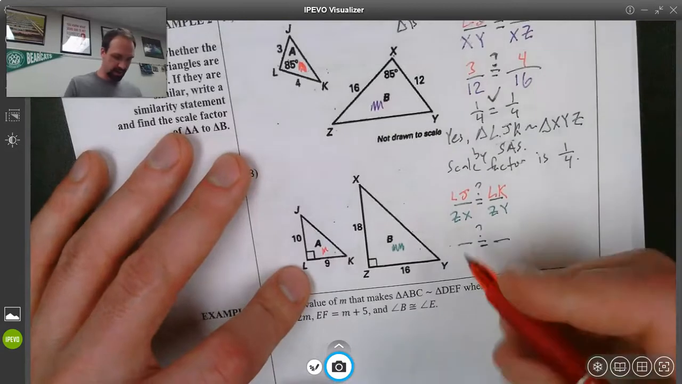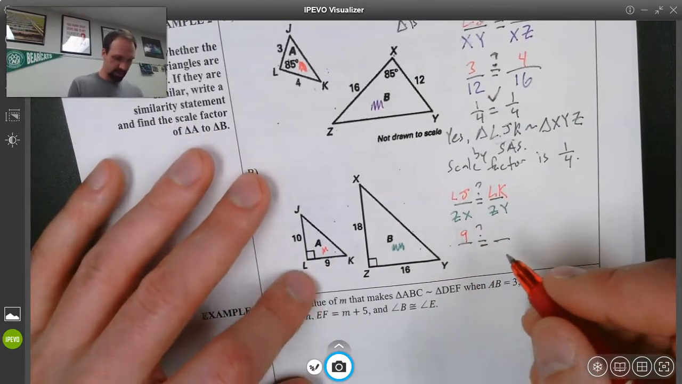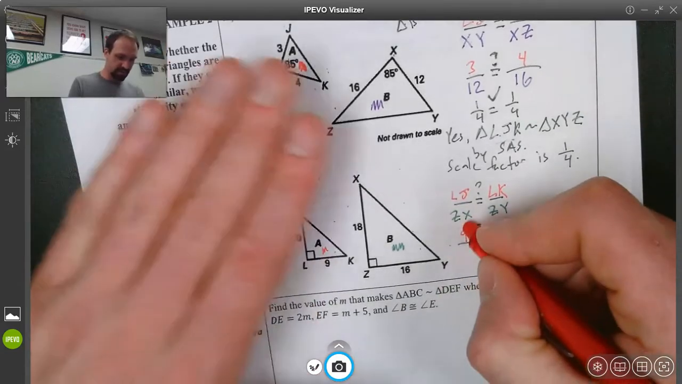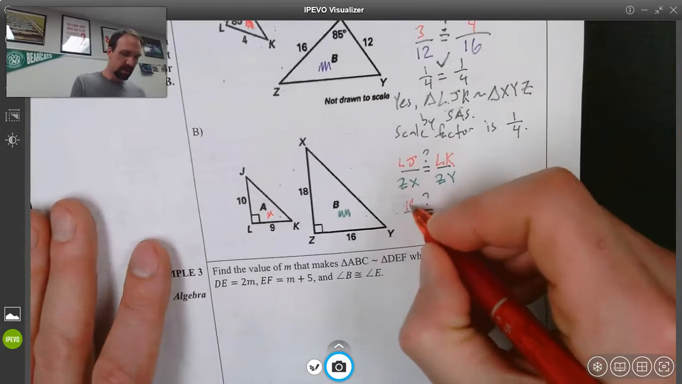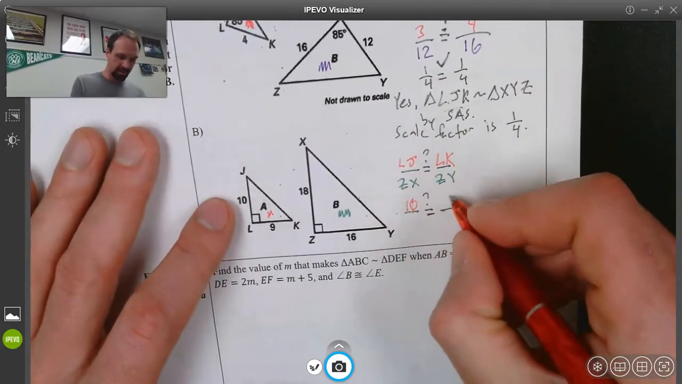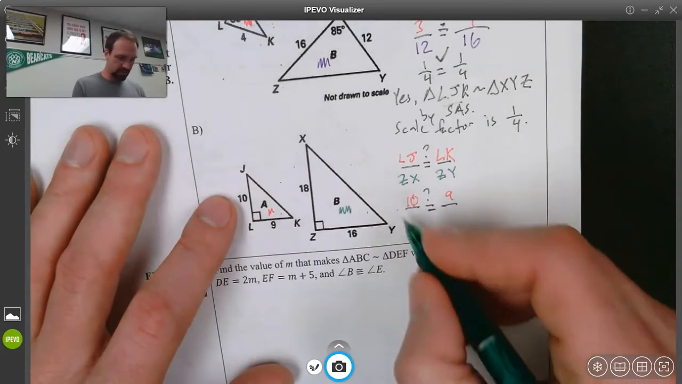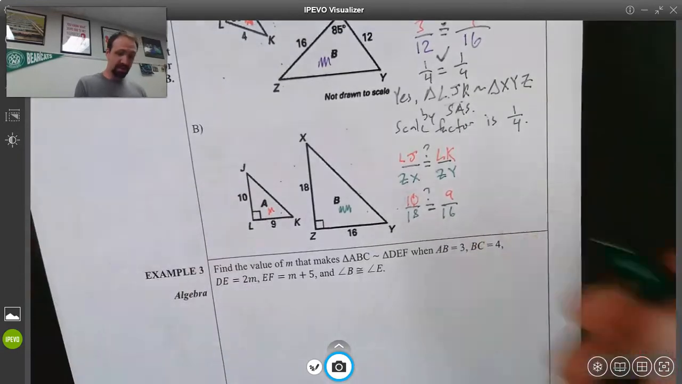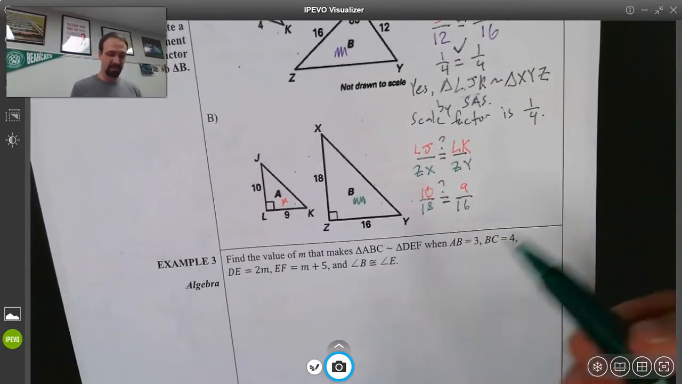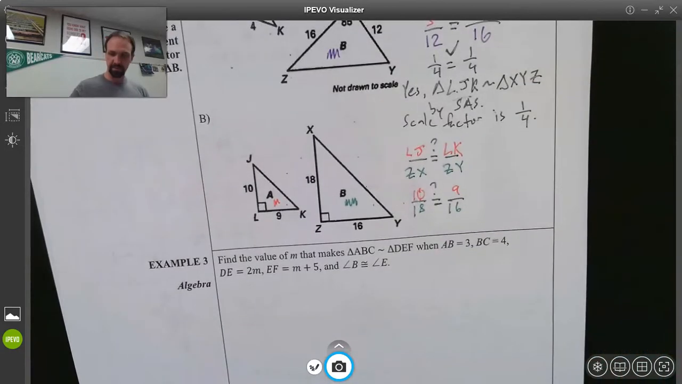LJ is 9, and LK, oh sorry, LJ is 10, excuse me, LJ is 10. LK is 9, there we go. Right order, Mr. Brumman, come on. ZX is 18, and then 16. Right. These two do not reduce down to be the same. 9/16 can't be reduced. 10/18 can.